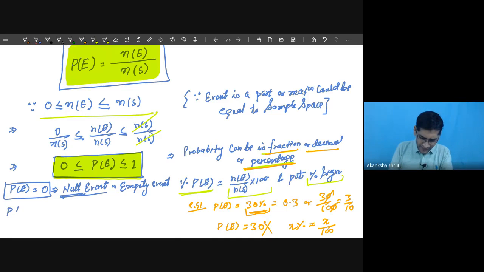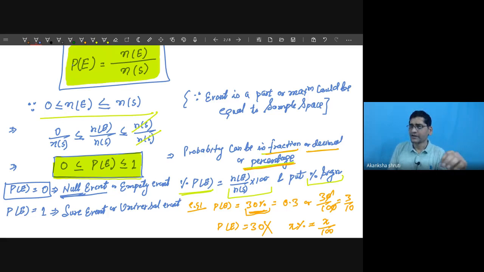It is possible that the probability can be 1 also. If that is the condition, then such an event is called a sure event or universal event. Example, the probability of the sun rising in the east. Surely it will rise in the east. It is a universal truth. So expressing the probability, it is 100% true. So probability is 100%, or probability is 1. Such an event is called a universal event.